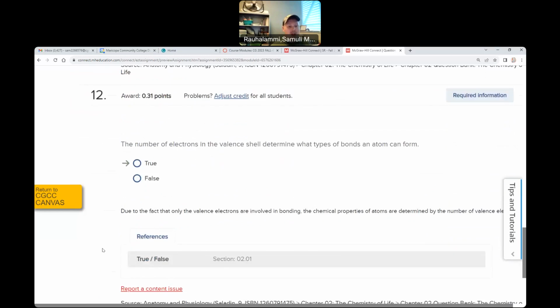There's a second question that we see here, which asks: is it true that the number of electrons in the valence shell determines what types of bonds an atom can form? And that is absolutely true.